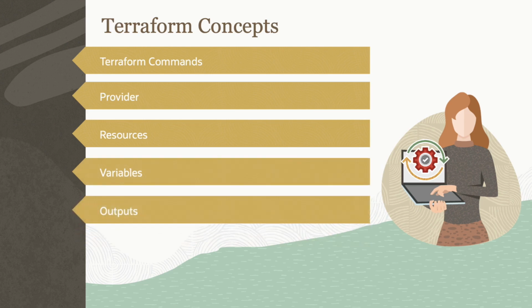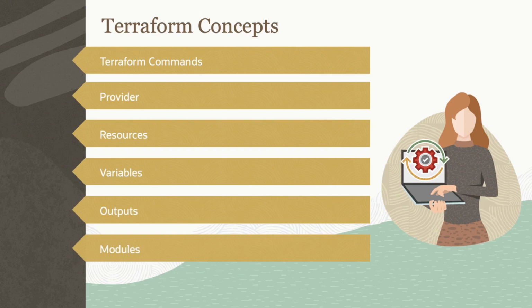Outputs provide a way to extract and display information from your Terraform configurations. They are useful for sharing data between different parts of your infrastructure or simply summarizing the state. Modules group related resources together into reusable packages, promoting code reuse and organization. We will see how to create and use modules to streamline our configurations.